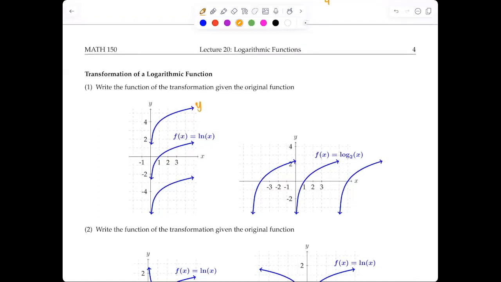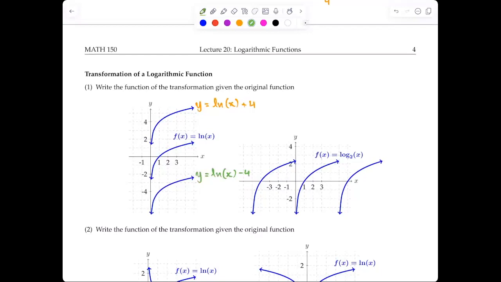So here you move it up by 4 units. So you have y equal to ln of x plus 4. Now you move it down by 4 units. You have y equal to ln of x minus 4. Questions on the first graph?